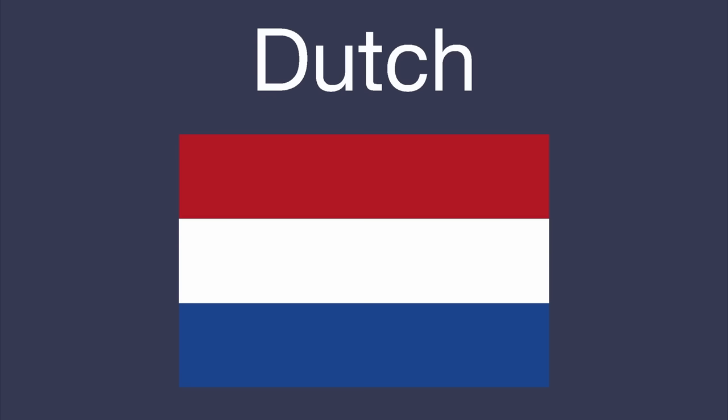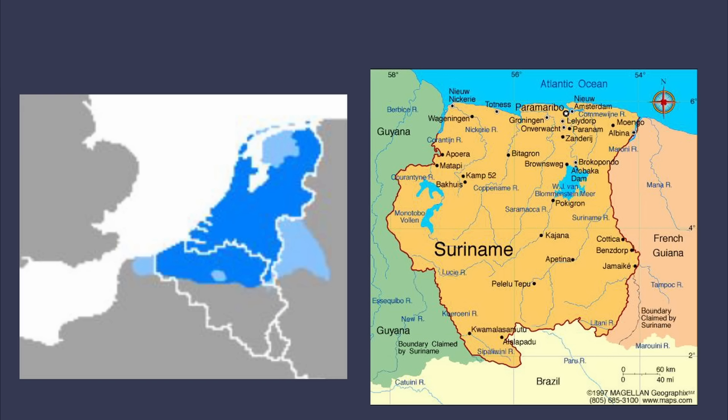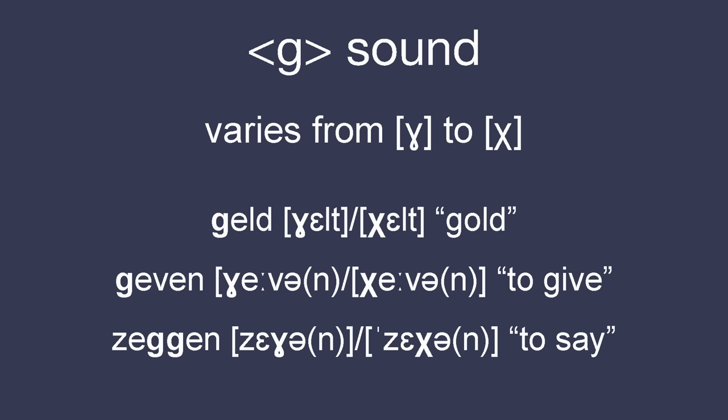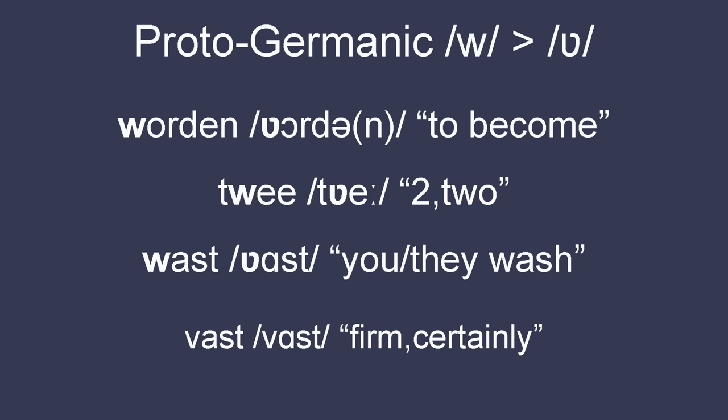Next up is Dutch. It's spoken primarily in the Netherlands, the Flanders region of Belgium, and Suriname. One of the first things you'll notice hearing Dutch is its unique g sound, which varies from the voiced velar fricative g to the voiceless velar fricative h, depending on the dialect, though g has also reappeared in some loanwords. In Dutch, w shifted to labial dental approximant v, which is contrasted with v.